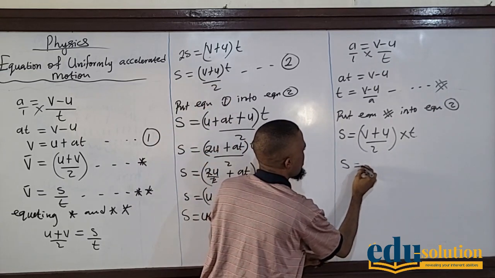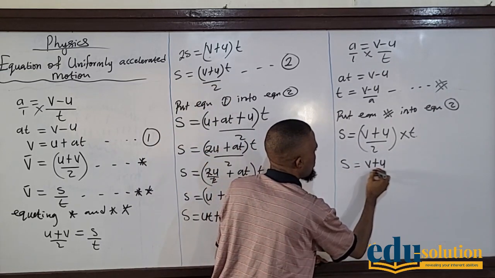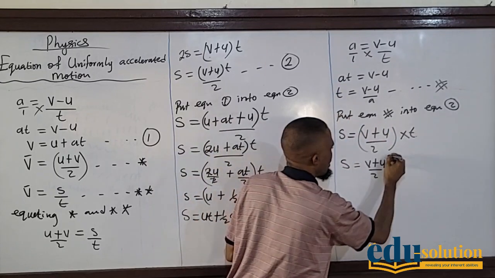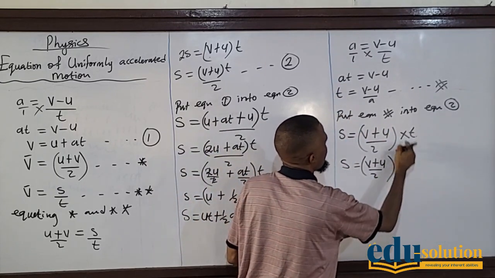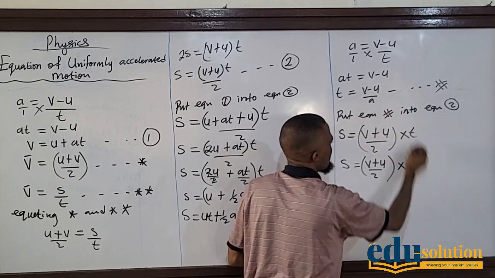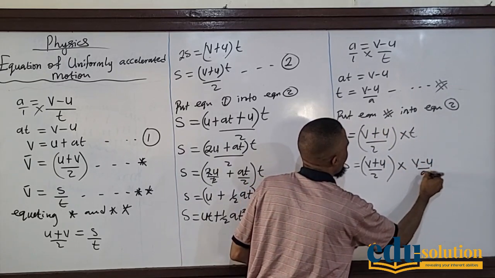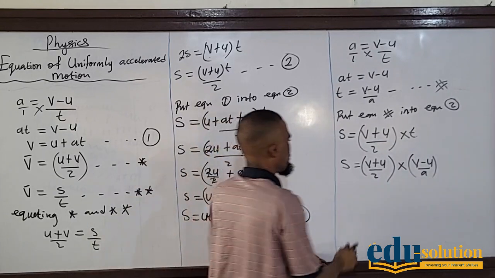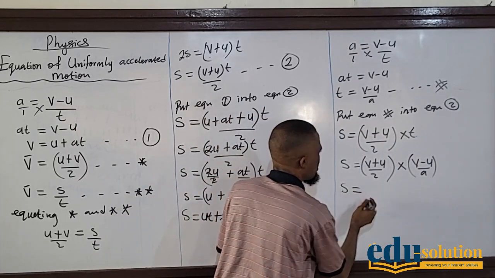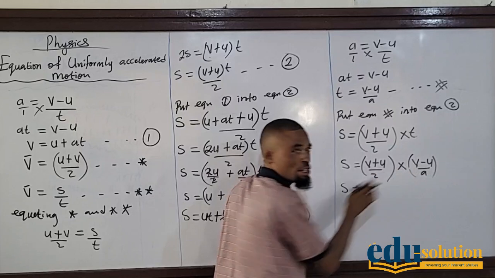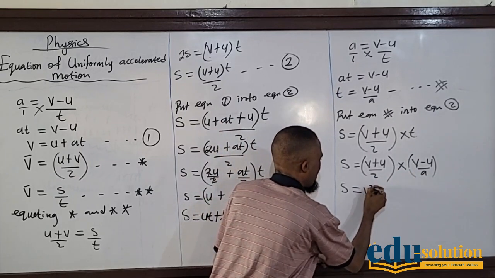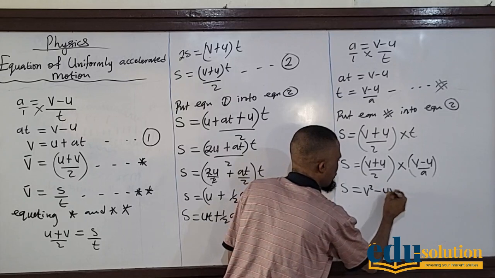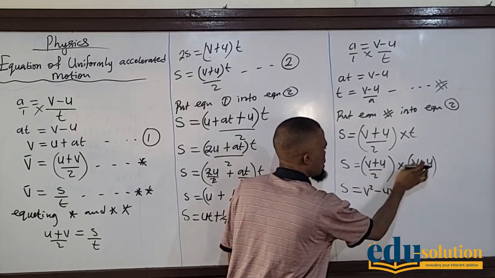So we have s is equal to v plus u over 2. Instead of writing this t, I will put this expression. So I'll have now, let me put this in bracket, times, and then t will have v, that's this, minus u over a. So we are done. All we just need to do is to finish up the work. So we are having that s is equal to, from here, v times v is what? V squared. And then v times minus u is minus uv. And then plus u times this is what?